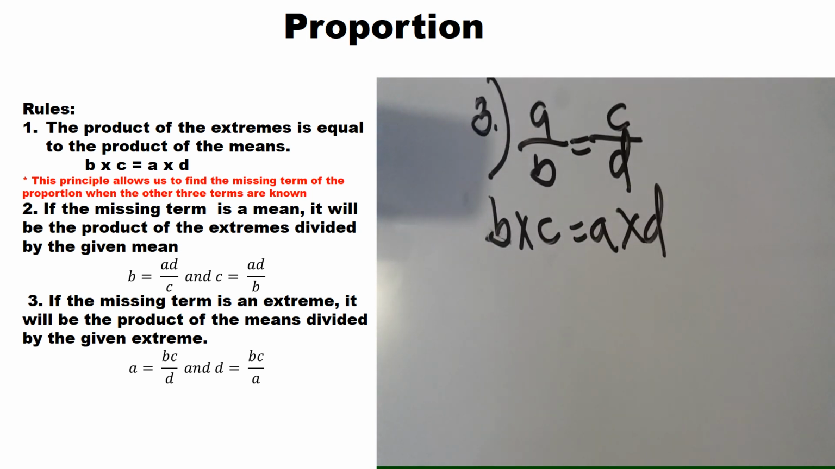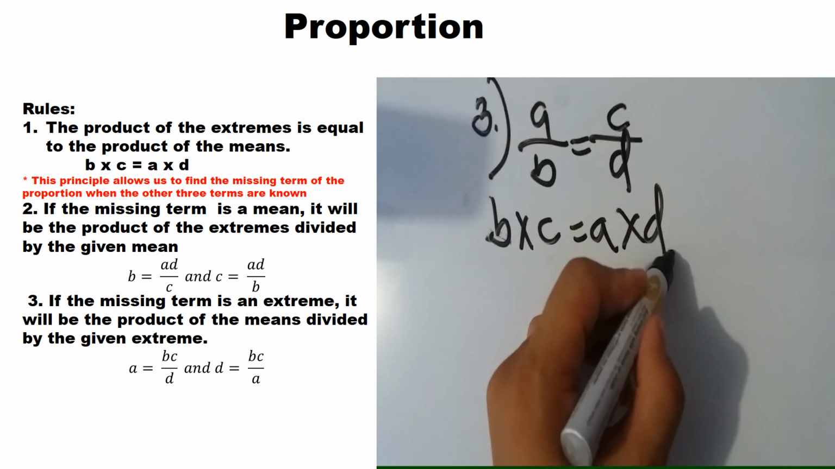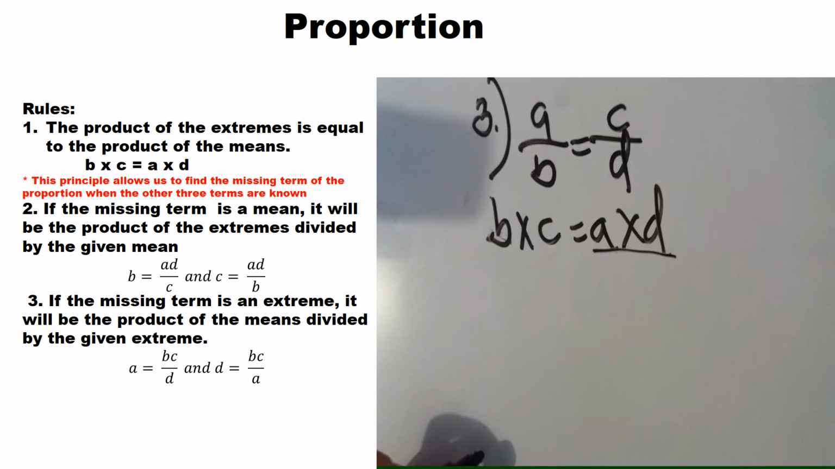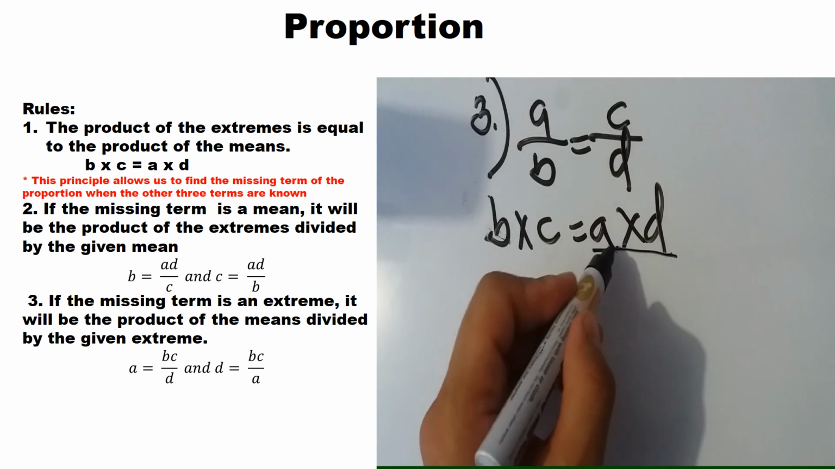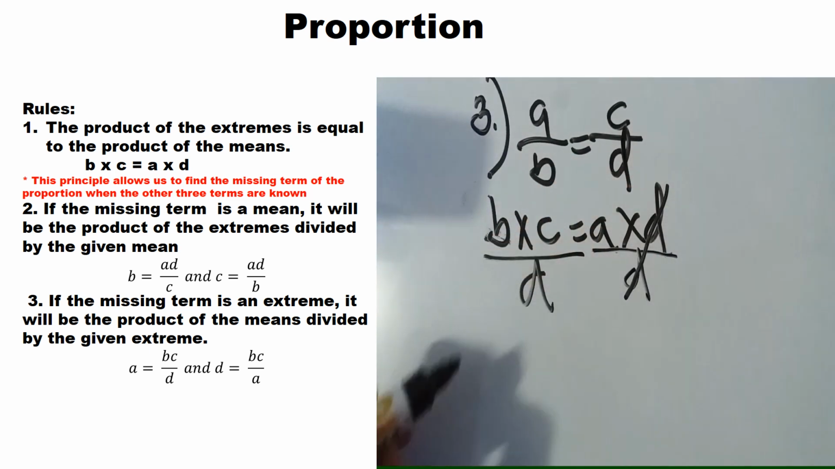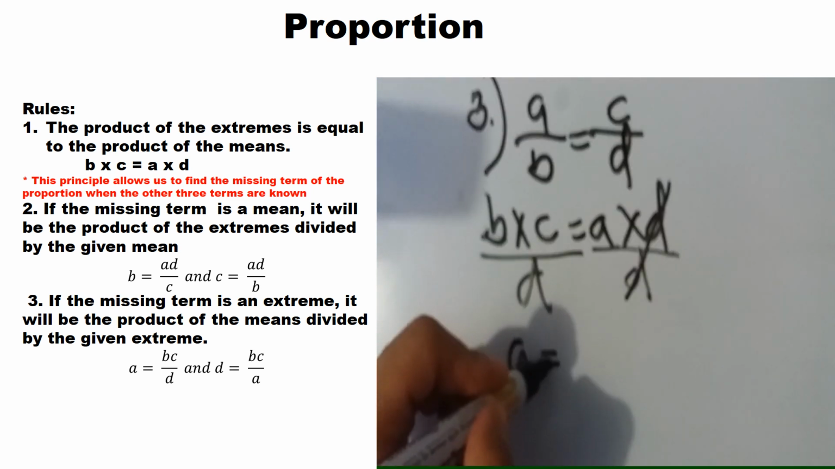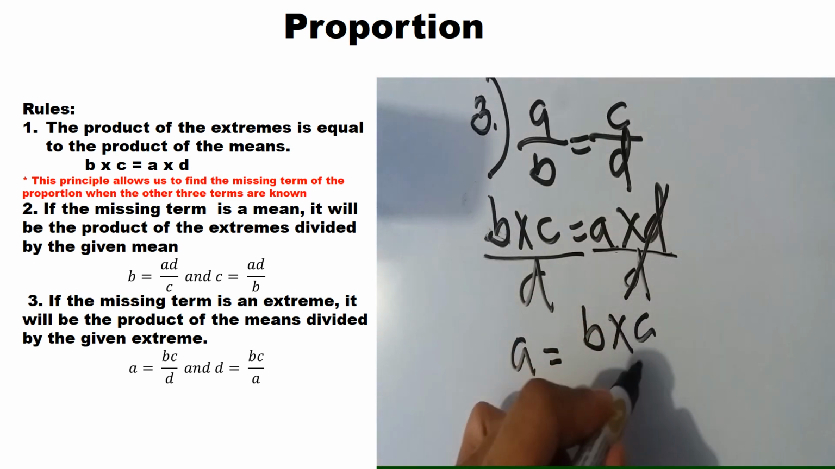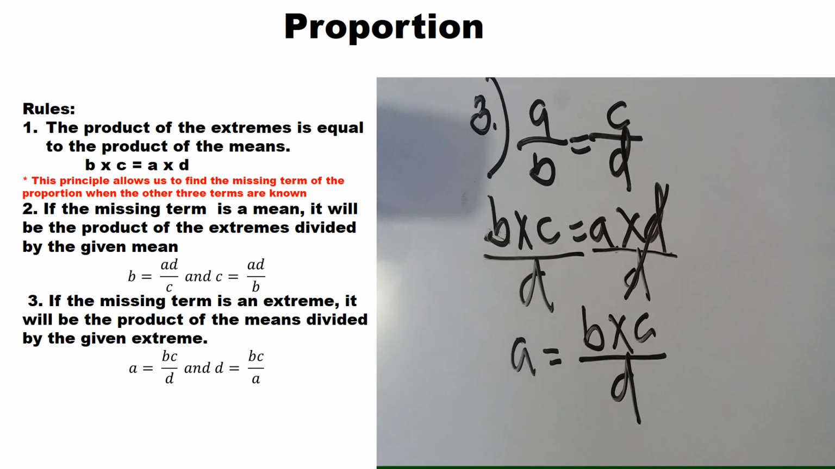Rule number 3. If the missing term is an extreme, it will be the product of the means divided by the given extreme. So these are your extremes, your A and D. What if A is missing? You have to divide both sides by D and then cancel this one. What's left now is A equals B times C over D.